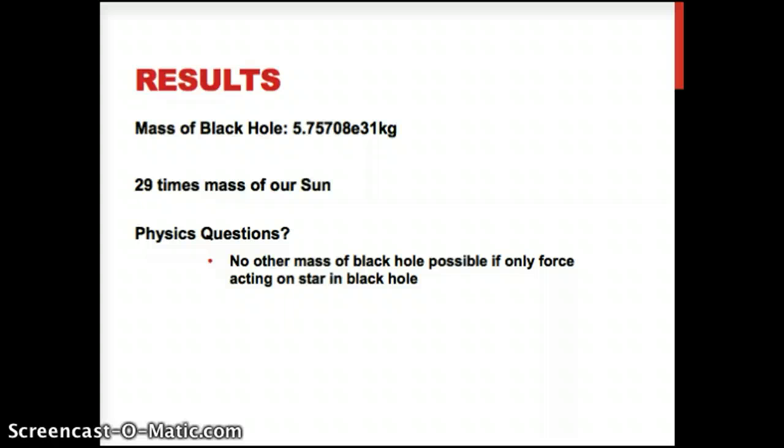That's pretty big. The answer to the physics question is that if we were trying to change the mass of the black hole, if the only force was the gravitational force acting on the star by the black hole, there is no other mass of a black hole that could give us these same initial conditions. I inserted this mass of the black hole in the web assign, and thank goodness I was correct on my first try.